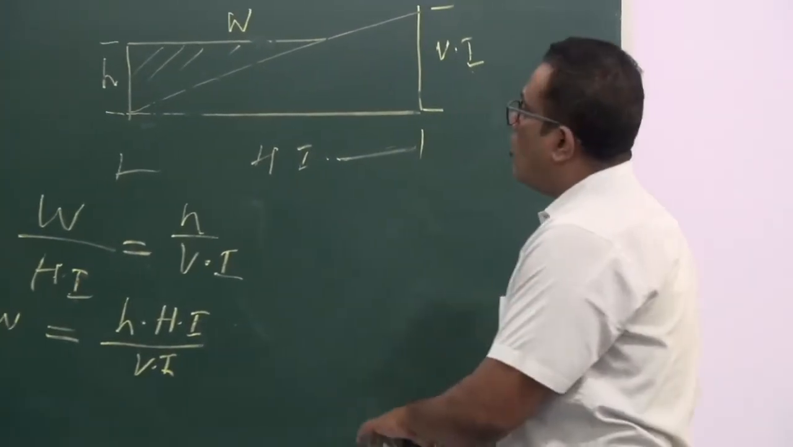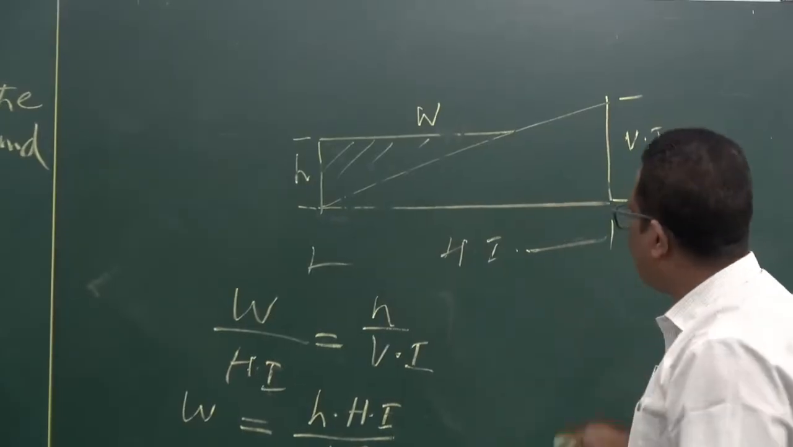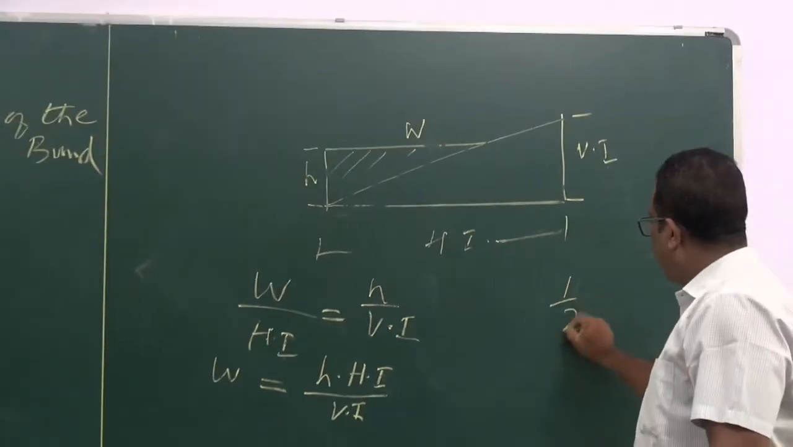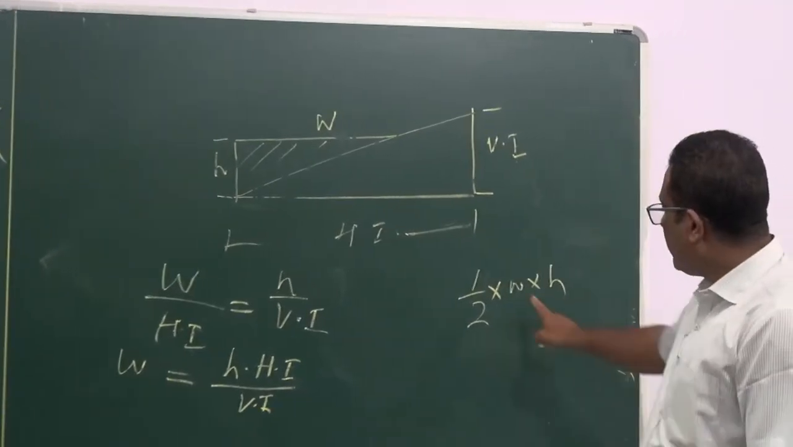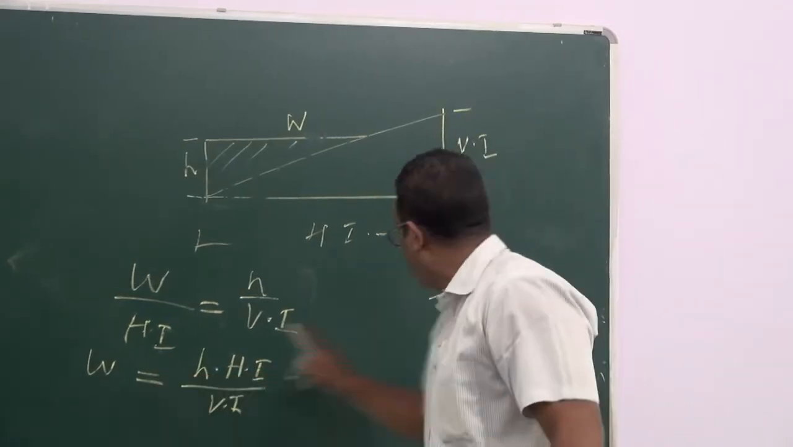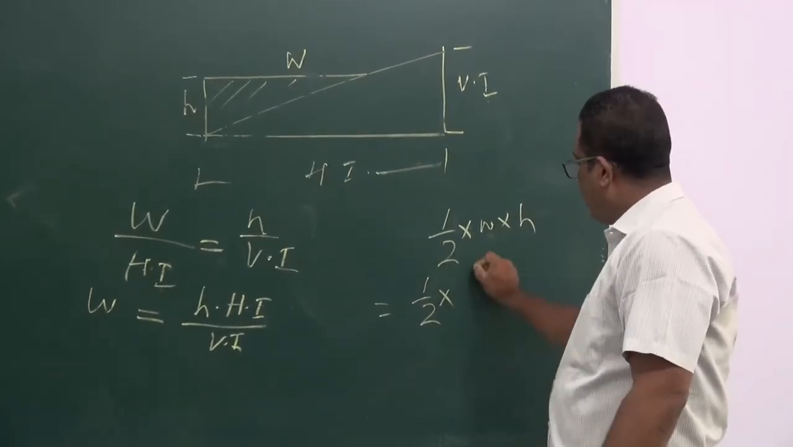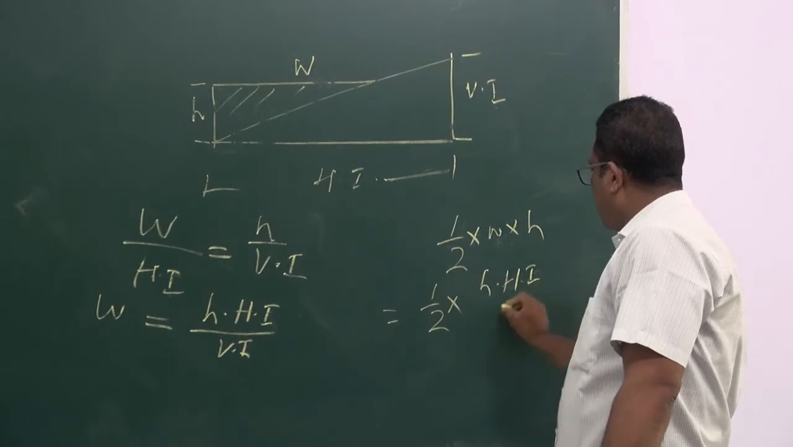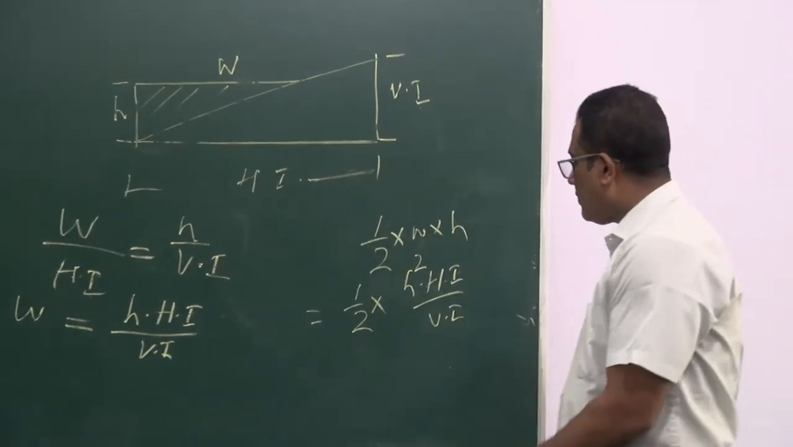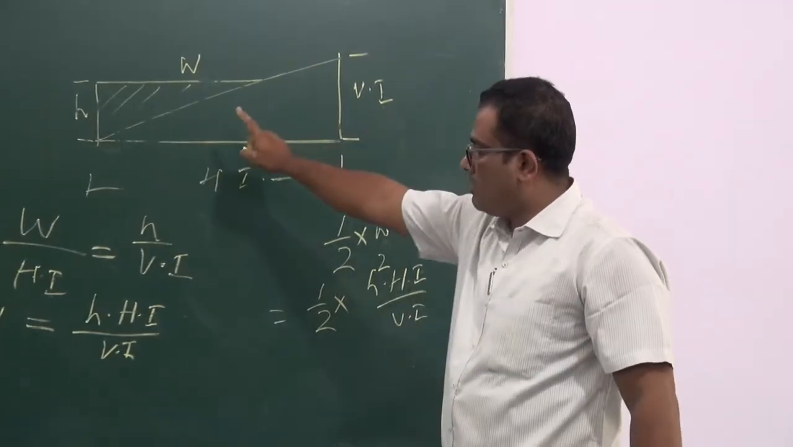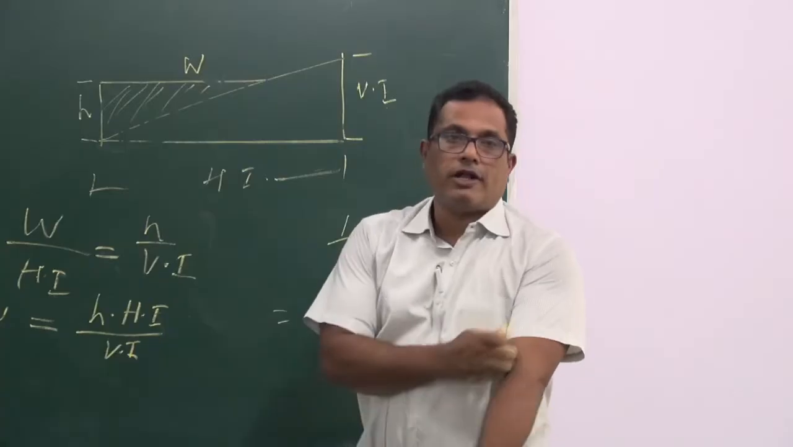Then how much water will be stored in this section where the impounding will be there? That is half base into height, half into W into H. Any doubt? If we put the value of W here, the amount of water stored would be half into H into HI X by VI. And what is this impounding water?